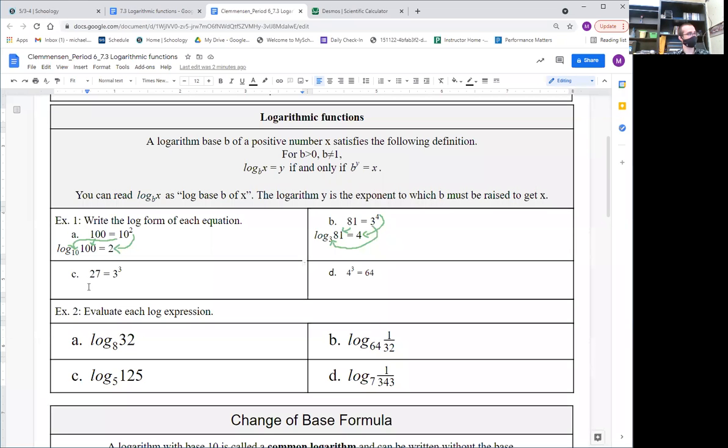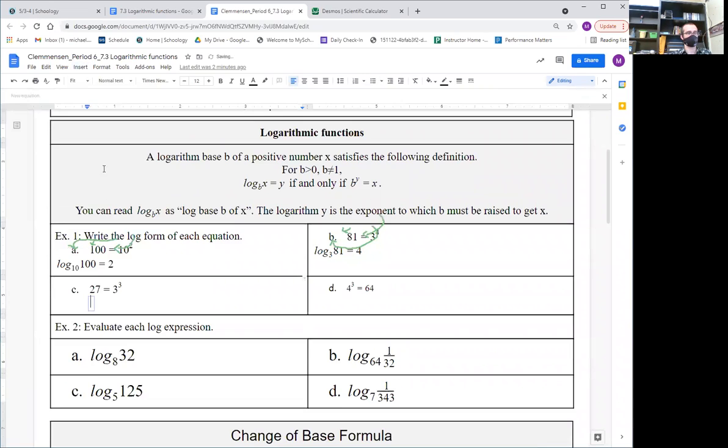All right, so let's start with C. Who can tell me what I should do for C? Yeah. Good.